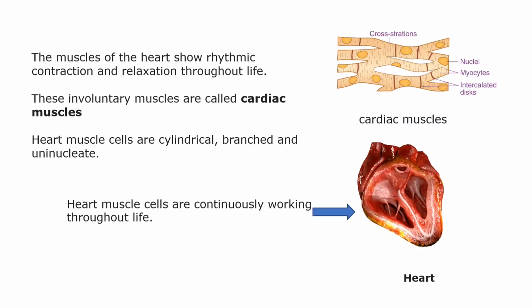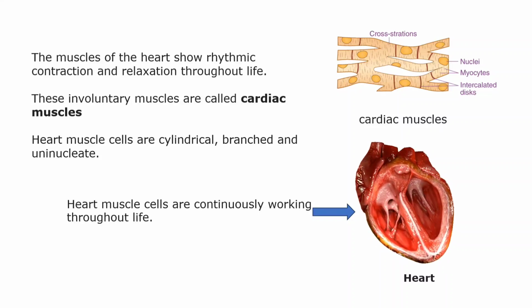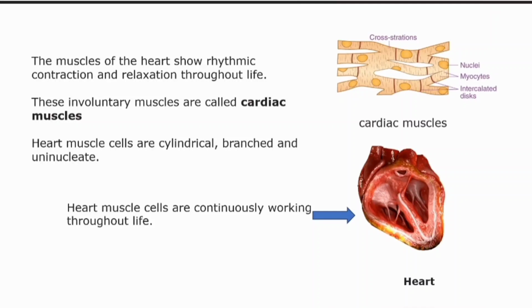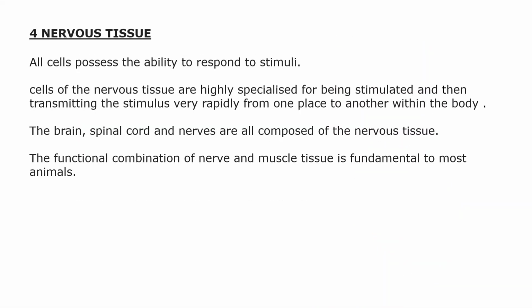The muscles of the heart show rhythmic contraction and relaxation throughout life. These involuntary muscles are called cardiac muscles. Heart muscle cells are cylindrical, branched, and uninucleated. Heart muscle cells are continuously working throughout our life. Here I have shown how heart muscles are working. You can observe this.